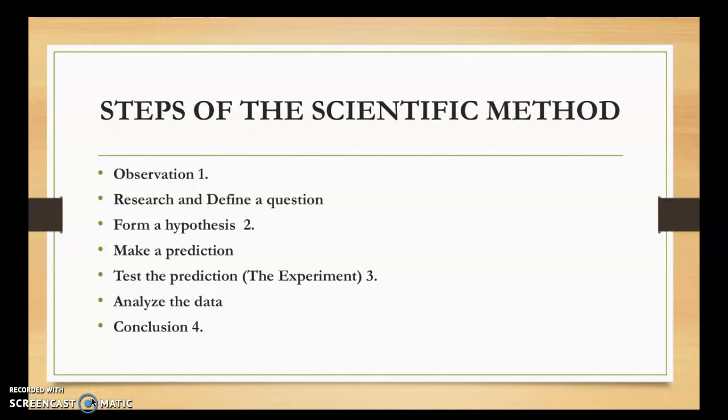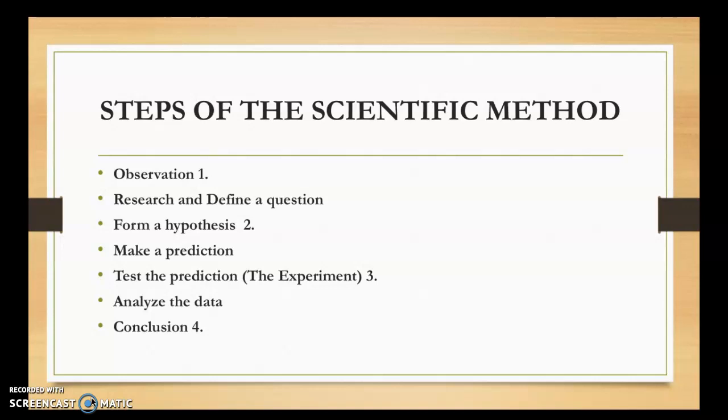So this is the basic. I put numbers here by some of the basics that we do, but obviously there are some sub-steps and little wiggle room in between. First of all, we have to have some type of observation. Then we do some research maybe about that observation, and sometimes then we come up with a question. So we define what a question might be.